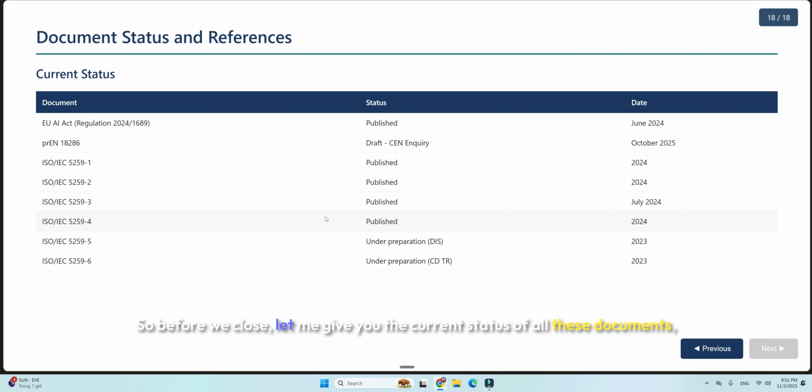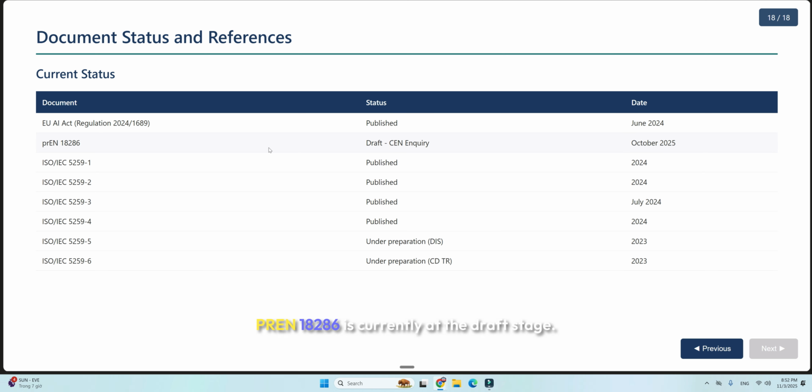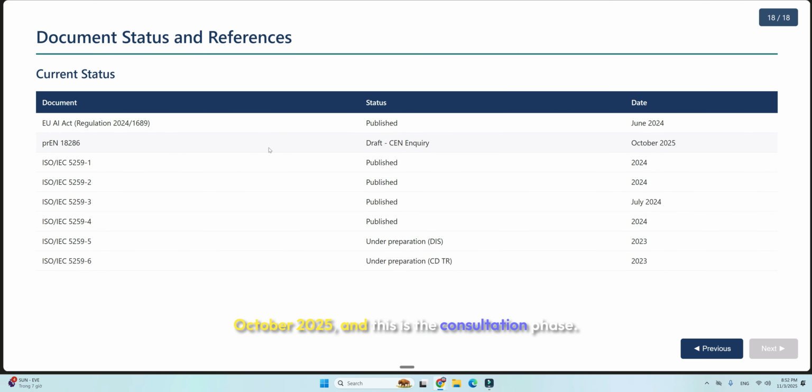So before we close, let me give you the current status of all these documents, because timing matters for implementation planning. So the EU AI Act was published in June 2024. It's law. Certain provisions are already in force, with full application coming in phases throughout the next year or so. prEN 18286 is currently at the draft stage. Specifically, it's been submitted for CEN inquiry as of a few days ago, October 2025. And this is the consultation phase.